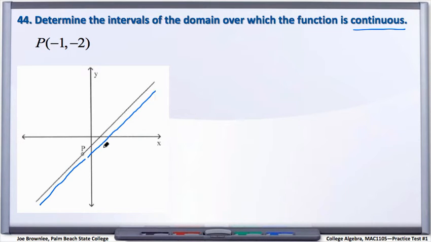All right? And because we had to physically lift our pencil off the paper at the point (-1, -2), this function is not continuous. In order to be continuous, we need to be able to graph the function without lifting our pencil off the paper. So now they want us to determine the intervals of the domain for which the function is continuous, meaning what part of the domain for this function can you graph continuously without having to lift up your pencil?